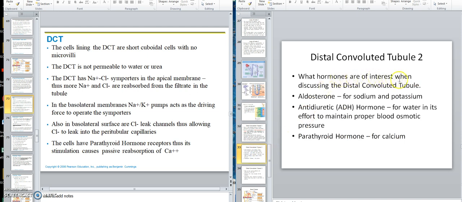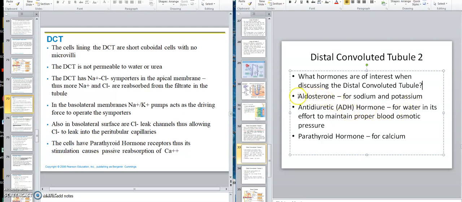Okay, let's go here. What hormones are of interest when discussing the distal convoluted tubule? Okay, what hormones are of interest? Put a question mark there. Okay, aldosterone is a hormone for sodium and potassium. Aldosterone is nicknamed the sodium retaining hormone. We'll be talking about that.